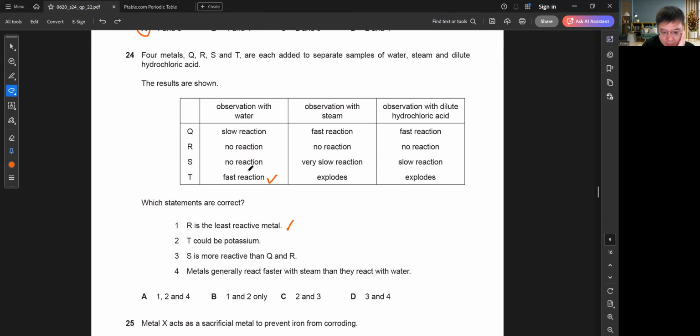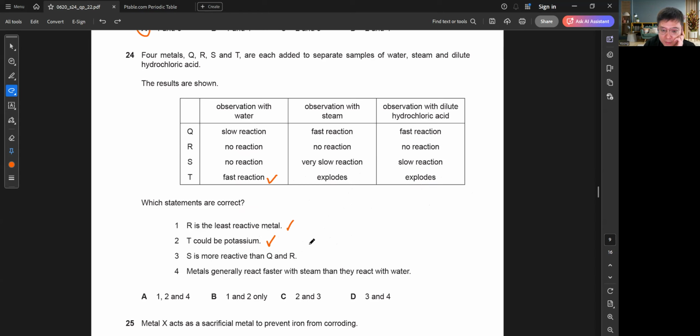But at the same time, let's check. Potassium reacts with water very quickly. When it touches steam, it does explode. It does explode here also. It's also highly reactive, which is potassium. So it is possible. For now, we give it a tick first.